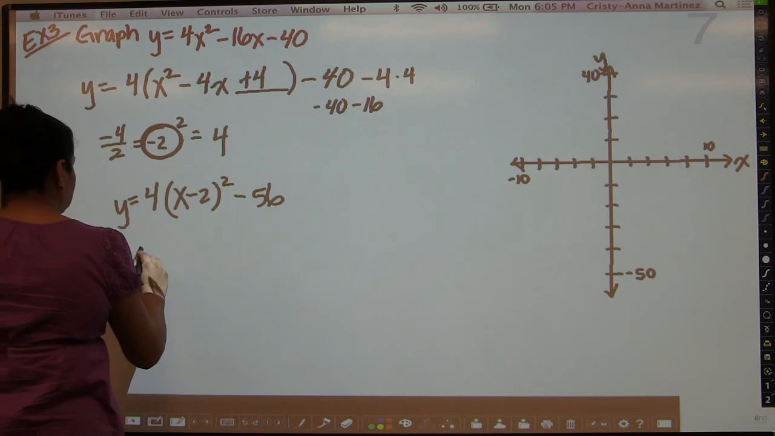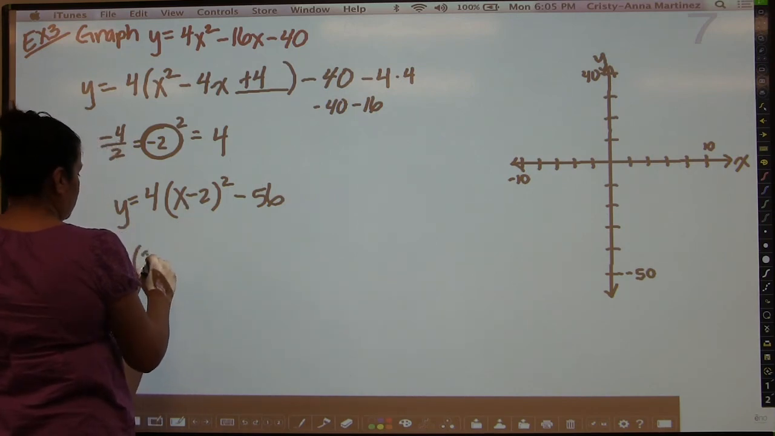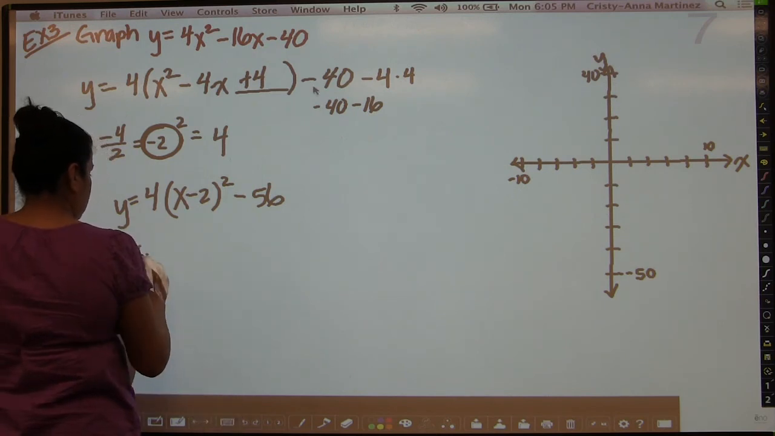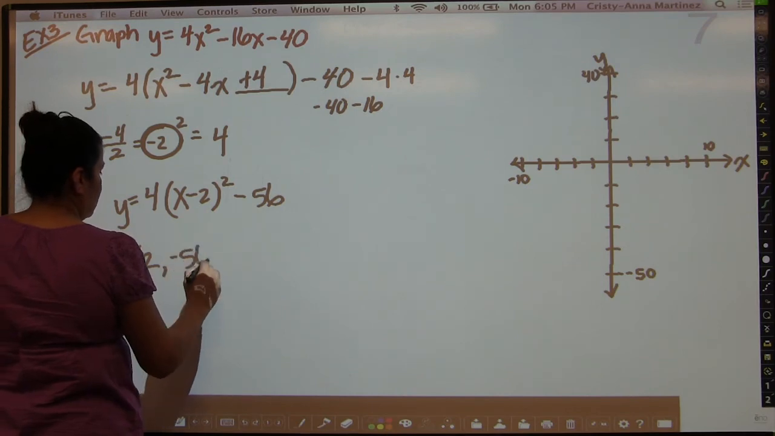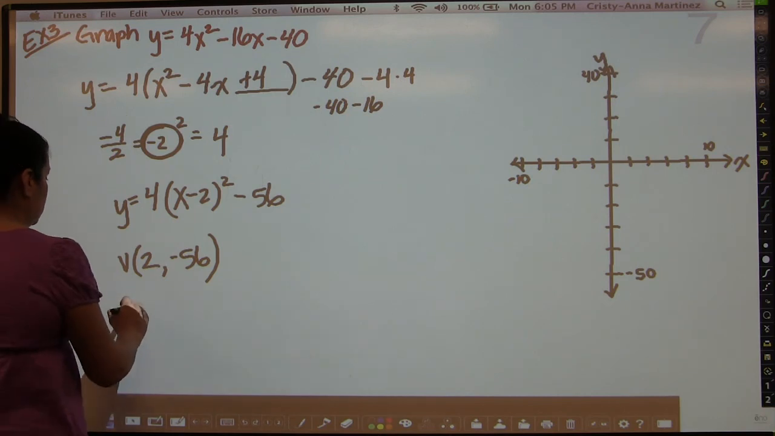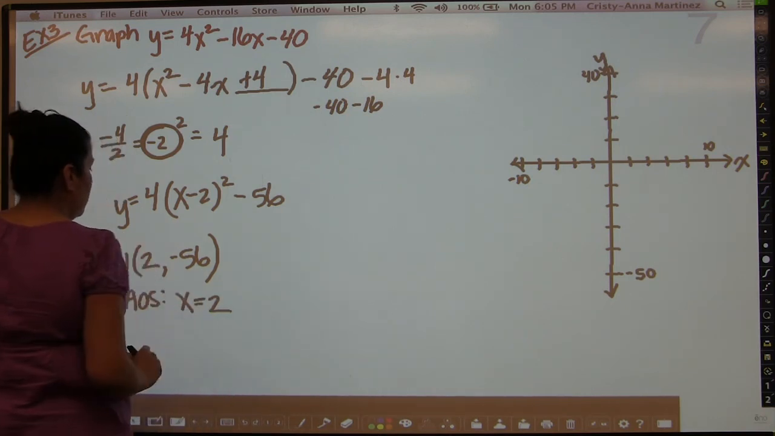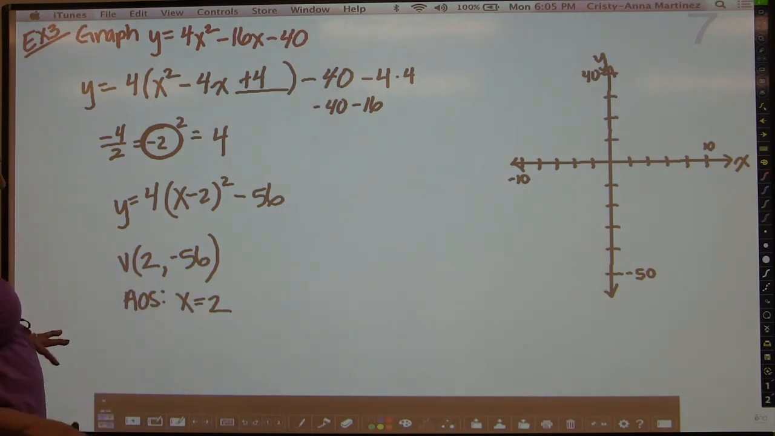So my vertex is going to be not -2 but +2. +2, -56. My axis of symmetry will be x equals 2. And there we go.